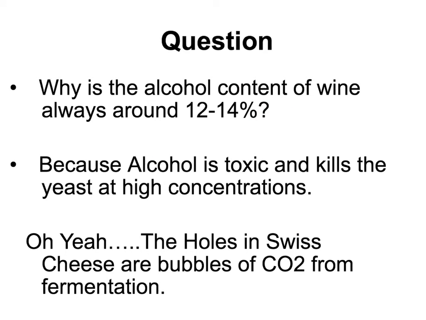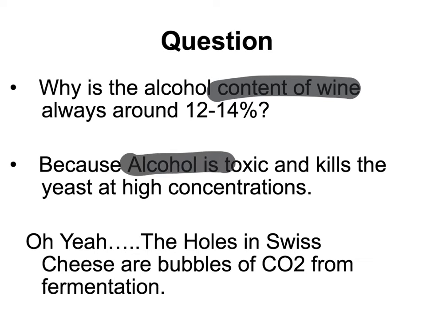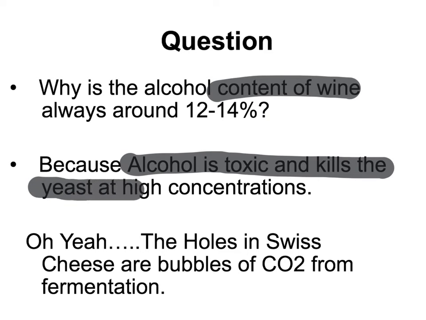So this also explains why alcohol is poisonous to cells, and so materials that contain alcohol, such as wine, can't actually have an alcohol content greater than 12 to 14 percent, because that alcohol is toxic and it's going to kill the yeast at high concentrations. So it only can produce a certain percentage of alcohol before the cells that are making the alcohol are killed.